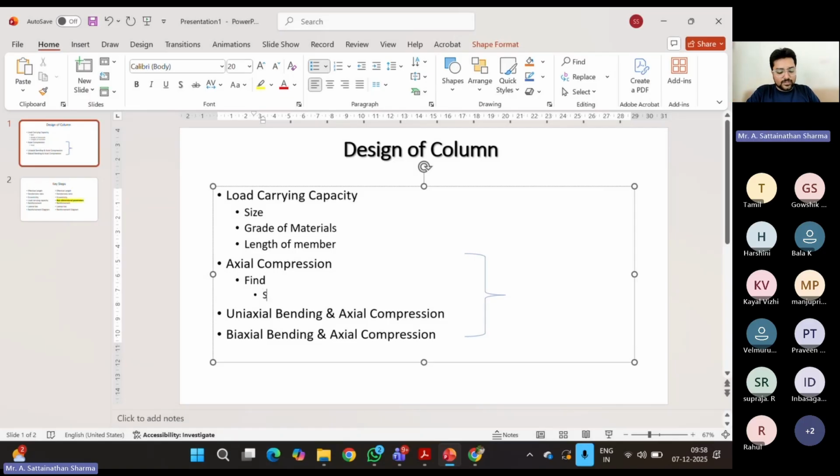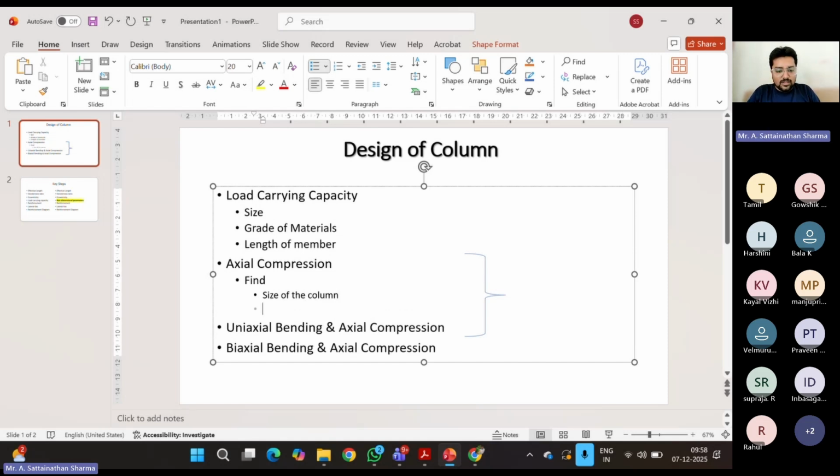When I say design, you have to fix the size of the column. Next thing, what is the next thing? When you fix the size, you have to fix the reinforcement. These two things you have to fix. So that is what is called design.